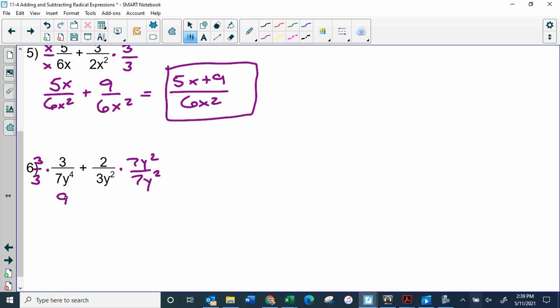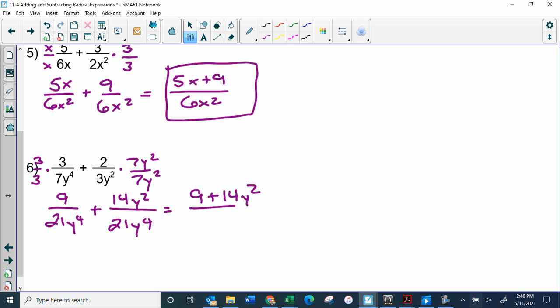So that gets us to 9 over 21y to the 4th plus 14y squared over 21y to the 4th. Go ahead and add the numerators. So 9 plus 14y squared over 21y to the 4th. And there you go.